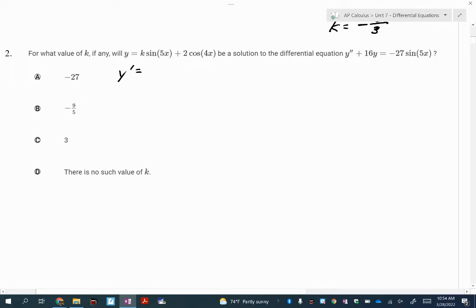When I do the derivative of sine, I know that's going to be cosine. So cosine of my argument, but I need to use the chain rule, and the derivative of 5x is 5. So that becomes 5k in front. Then the next one, the derivative of cosine is negative sine. So we're going to write minus the sine of 4x. But chain rule, derivative of 4x is 4 times that 2 that was already there. That would be minus 8.